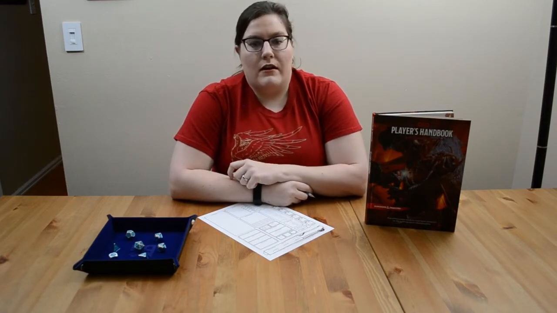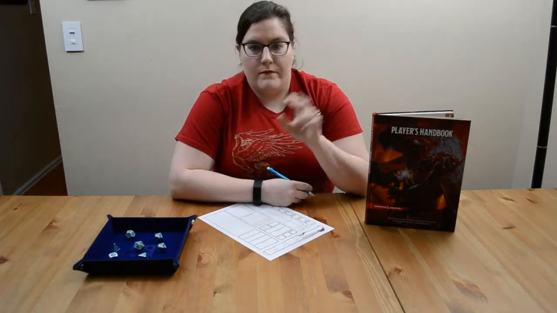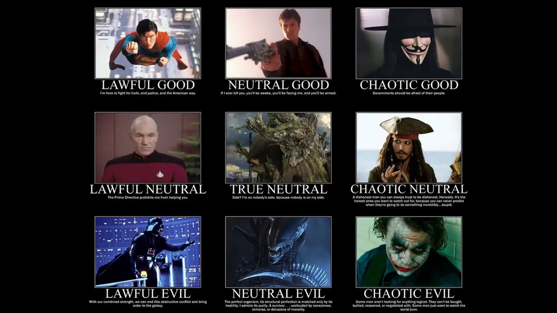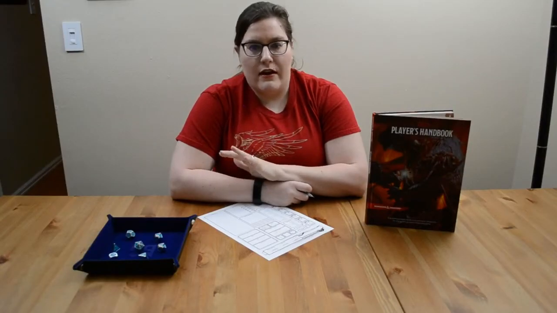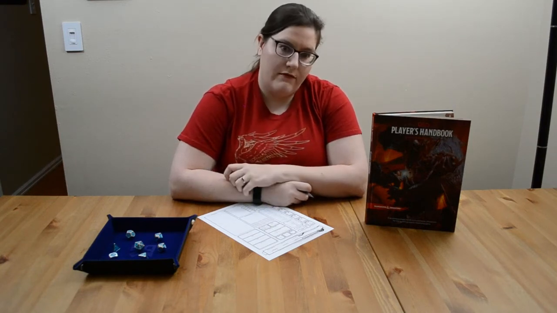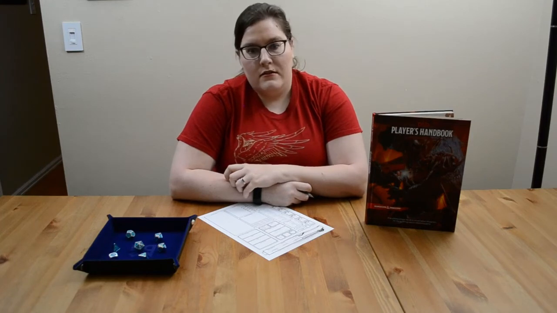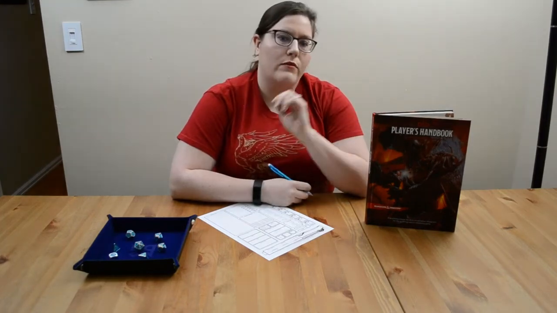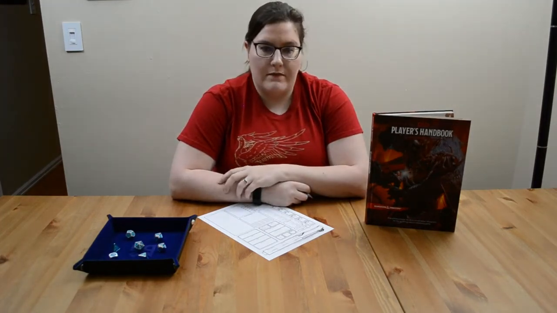Alignments are chosen on a 3x3 grid. One axis is lawful, neutral, chaotic. The other good, neutral, evil. You have 9 alignments to choose from. As you can see on this chart, the way these intersect changes how a character behaves drastically. Most games don't encourage evil characters for a variety of reasons, but talk to your DM about it first and foremost.